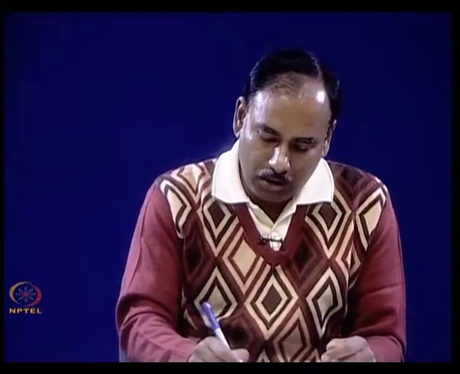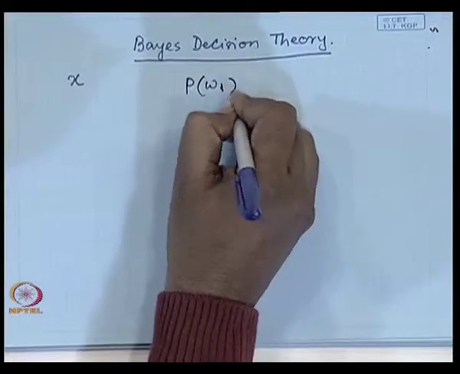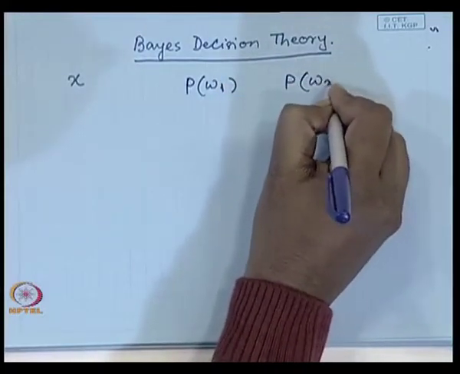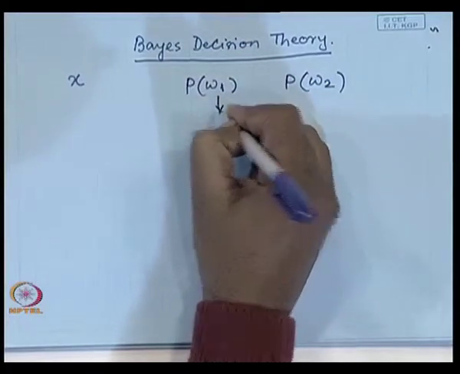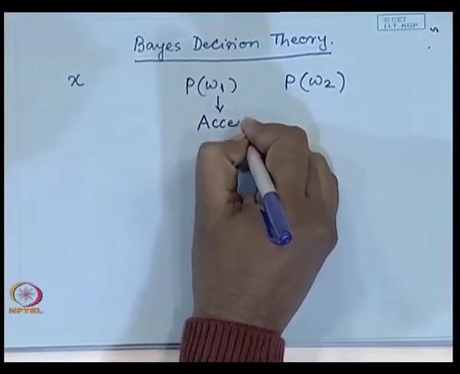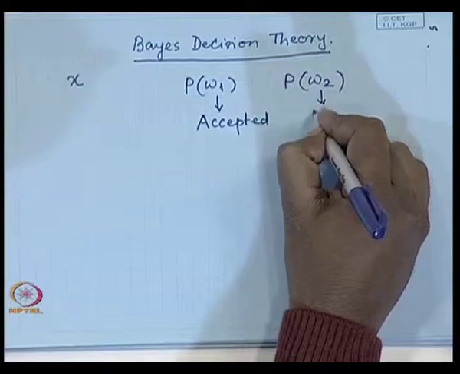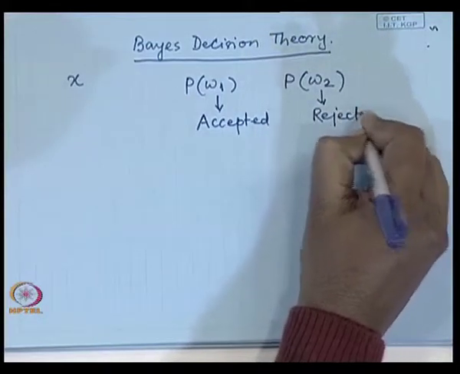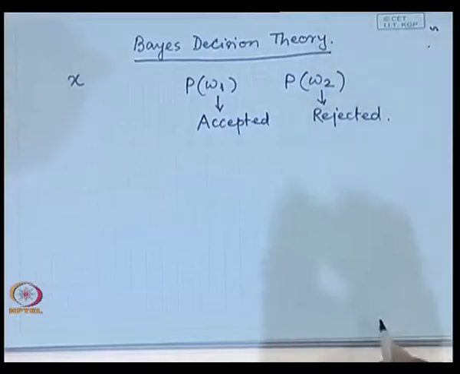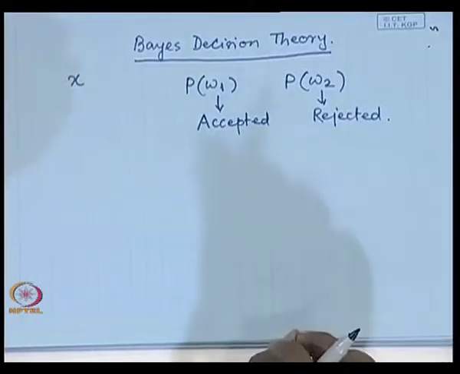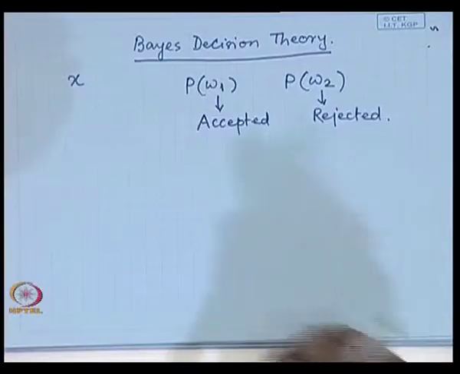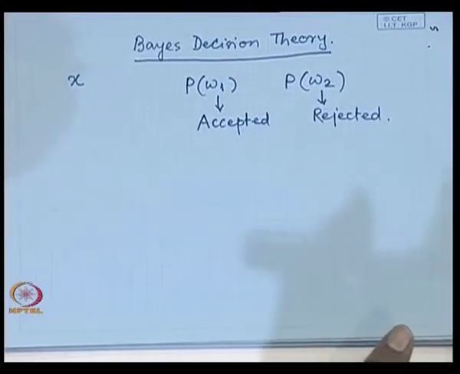For doing this job, we have said that we have some a priori probabilities, that is P of omega 1 and P of omega 2, where omega 1 is the category of accepted objects and omega 2 is the category of rejected objects. P of omega 1 is the a priori probability that the object will be accepted, and P of omega 2 is the a priori probability that the object will be rejected.